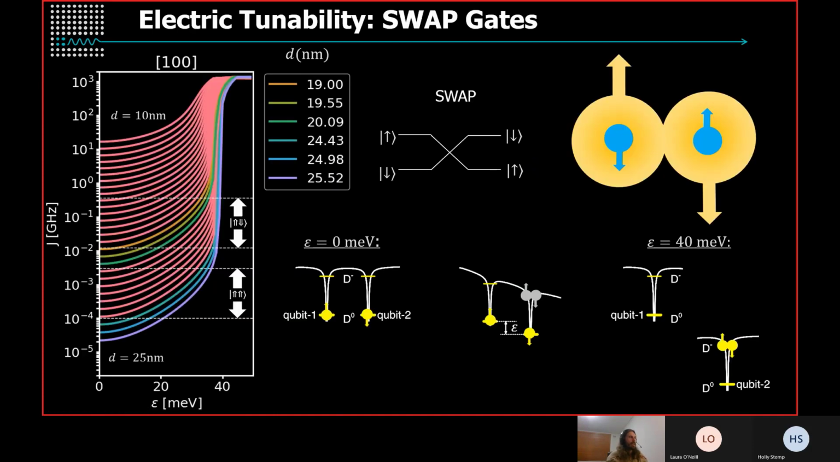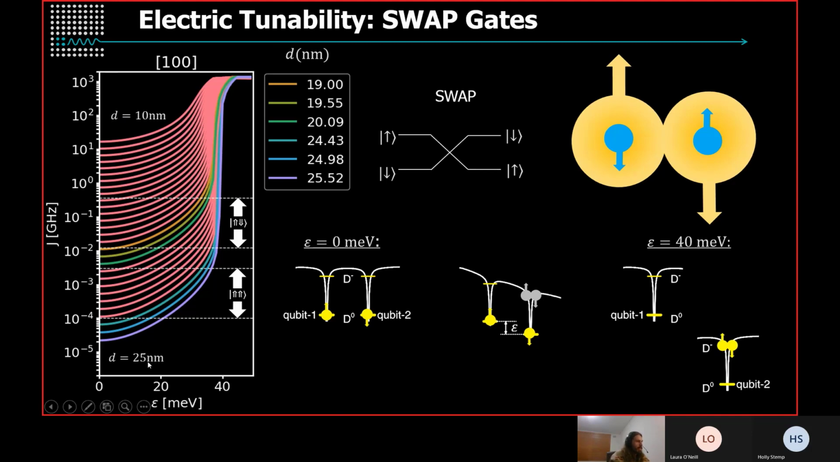So to close, I would like to show you how to do swap gates, where we need to understand how this detuning and the increase of the exchange interaction works. Here you can see the exchange interaction as a function of detuning for two donors positioned along the 100 crystal direction, where the largest value is for two donors with a distance of 10 nanometers, while the smallest value is for two donors with a distance of 25 nanometers. And you can see that for zero detuning, this is just the exponential decay we saw in the plots before.